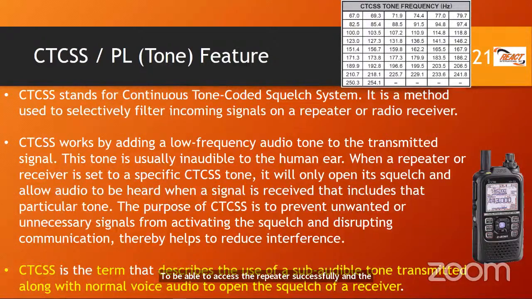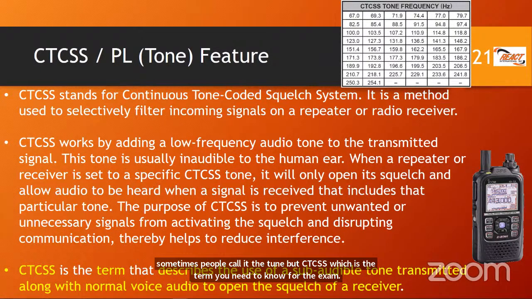And the answer is yes. There's something called CTCSS, which stands for Continuous Tone Coded Squelch System. It is sometimes known as PL, and PL is actually a trademark name of Motorola called Private Line, and sometimes people call it the tone. But CTCSS, which is the term you need to know for the exam, is actually a subaudible tone.